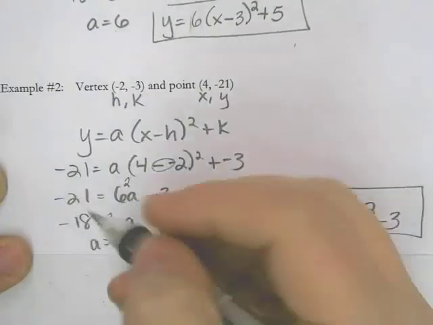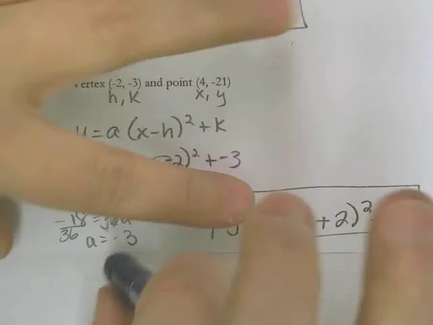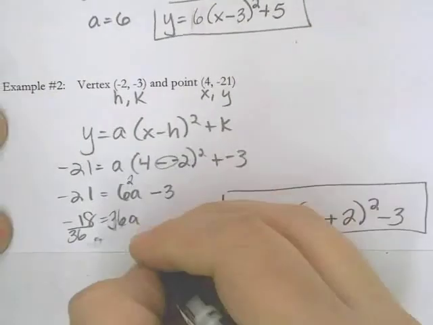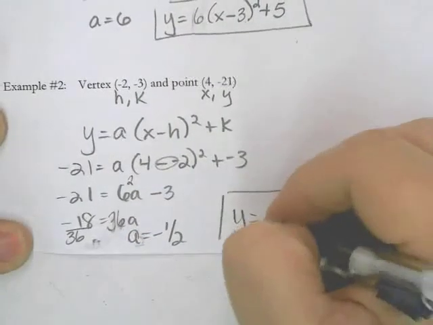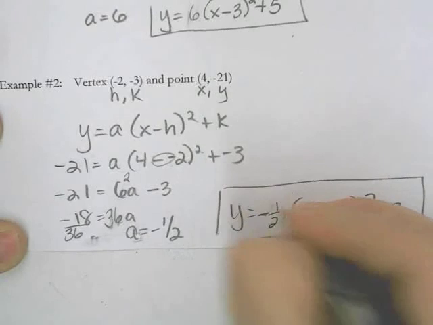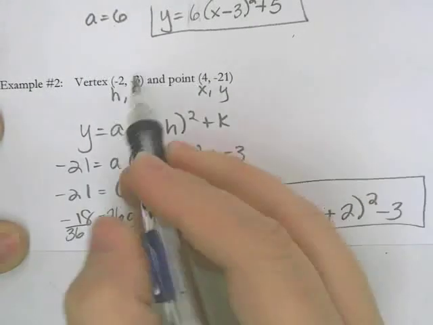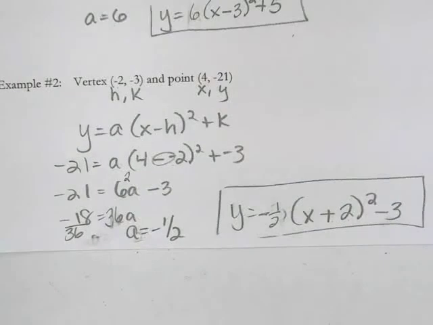And so when I divide by 36, I get negative 1/2. And so I have to plug that back in. So negative 1/2 (x plus 2), because it's already a minus 2, so it's opposite, minus 3. So whenever you have a vertex, you want to try and use the vertex form. It's much easier than the next method we're going to do.